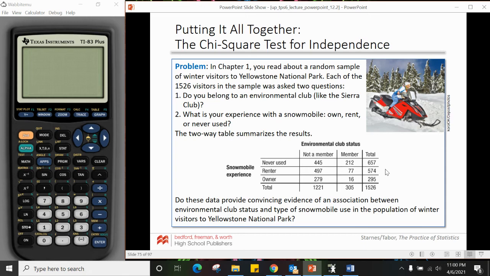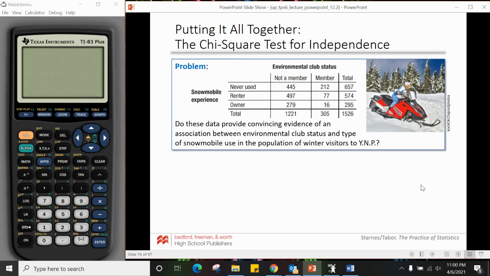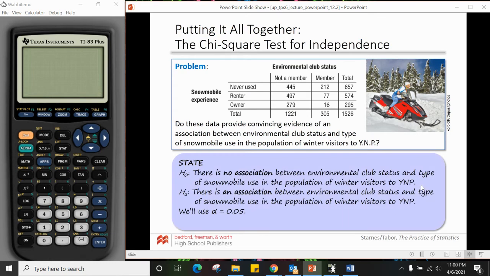So do these data provide convincing evidence of an association between environmental club status and type of snowmobile used in the population of winter visitors to Yellowstone National Park? So again, we're going to do a significance test. Starting off with our hypotheses, they're going to be very similar to before. H naught: there is no association between environmental club status and type of snowmobile used in the population of winter visitors. And then H A: there is an association. And we'll use alpha 0.05 here again.